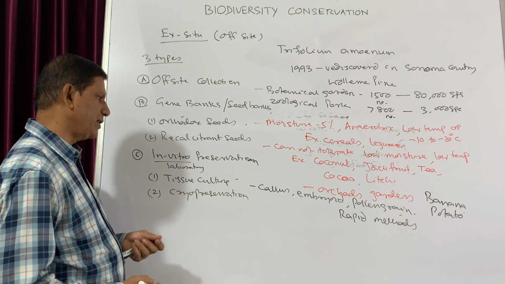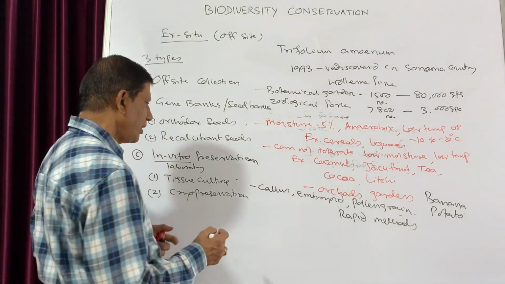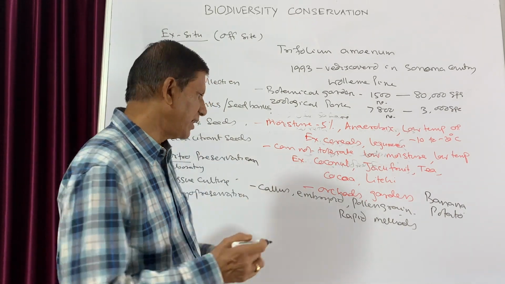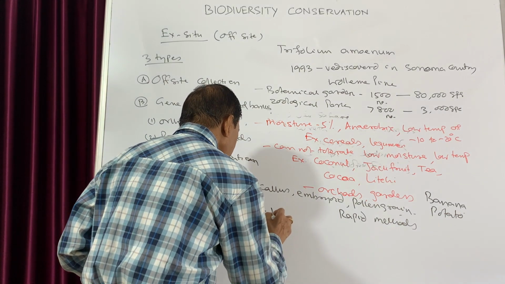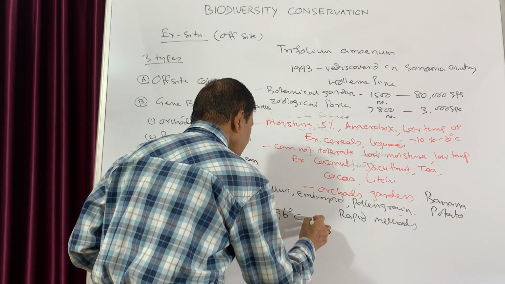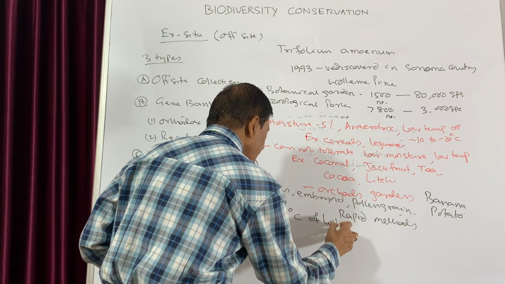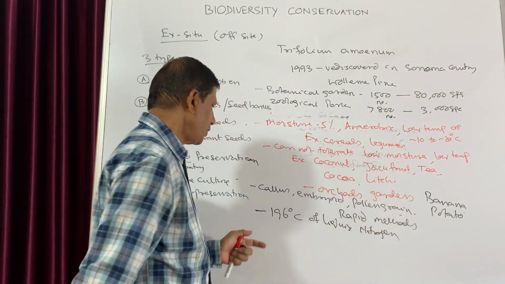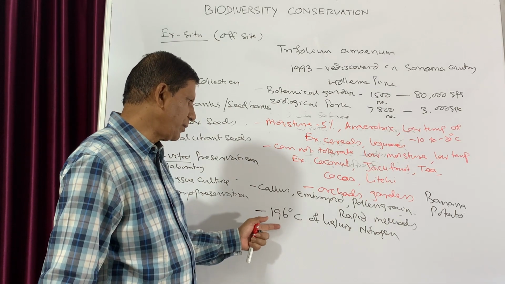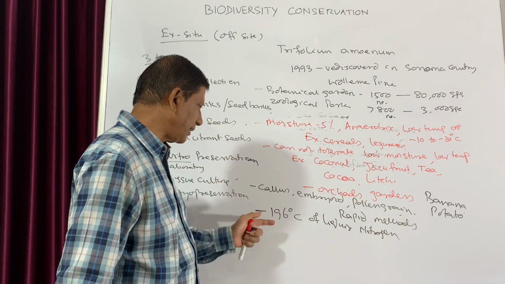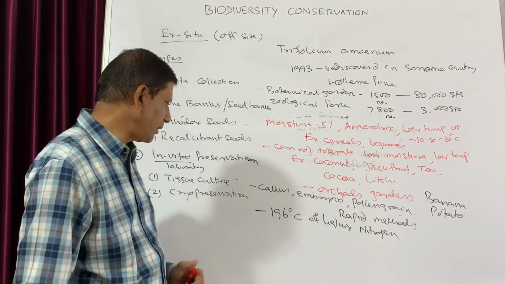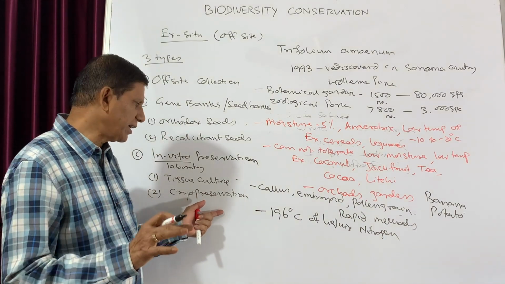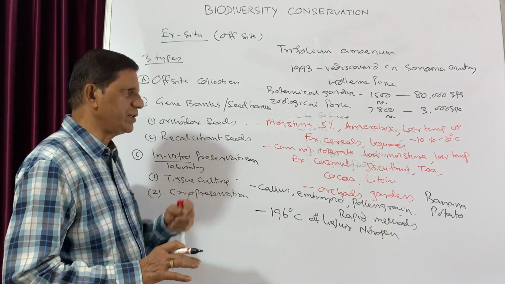Then the second type under this category, in vitro preservation, is known as cryopreservation. In cryopreservation, the substance, it may be seed, embryo, callus, anything, is preserved at minus 196 degrees centigrade in liquid nitrogen. So this is again important from the examination point of view. In minus 196 degrees centigrade of liquid nitrogen, different substances, it may be tissue or embryo, anything can be preserved, which is known as cryopreservation.